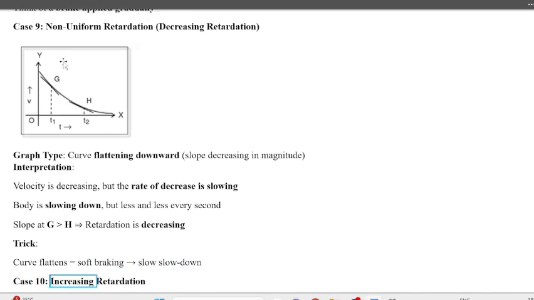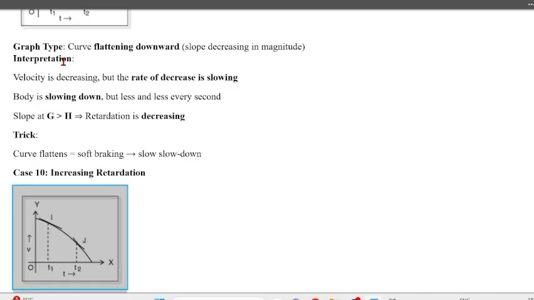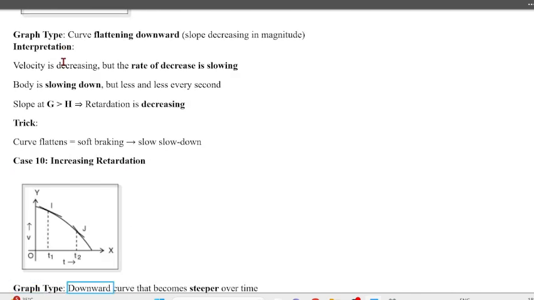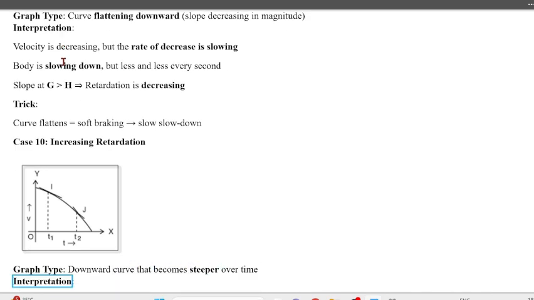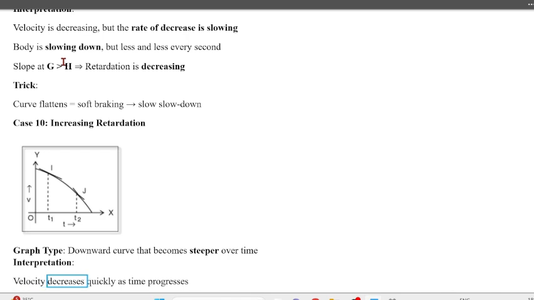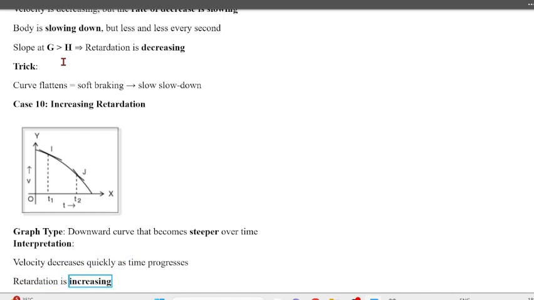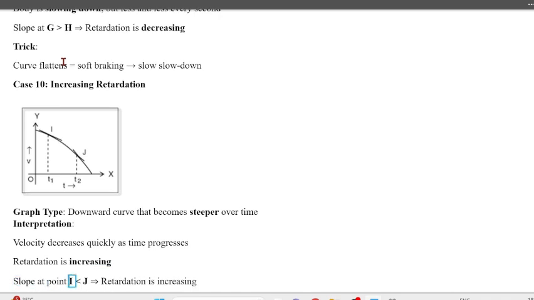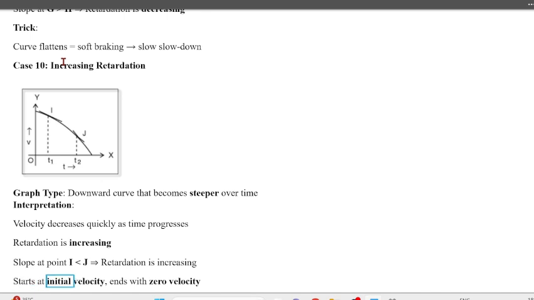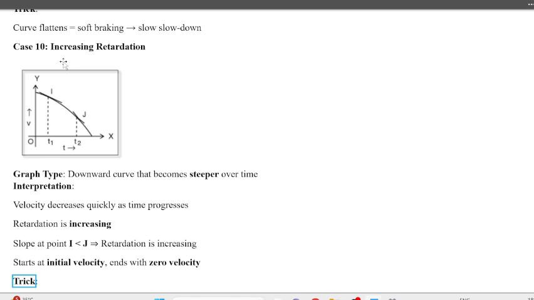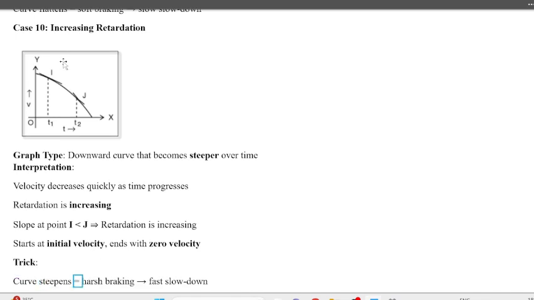Case 10: increasing retardation. Picture 40, graph type: downward curve that becomes steeper over time. Interpretation: velocity decreases quickly as time progresses. Retardation is increasing. Slope at points I, J, retardation is increasing. Starts at initial velocity, ends with zero velocity. Trick: curve steepens is equal to harsh braking, fast slowdown.